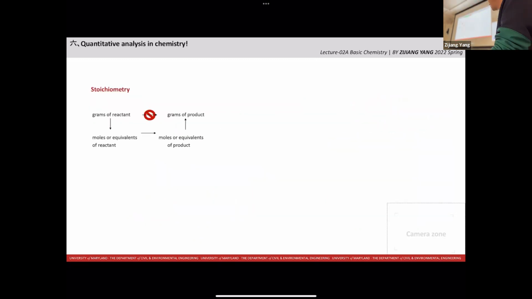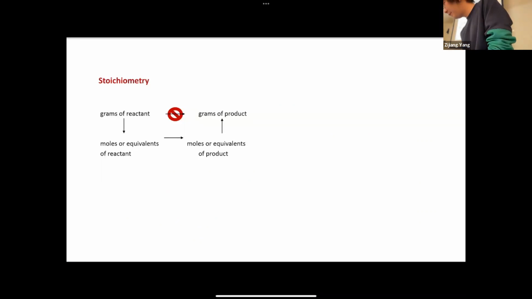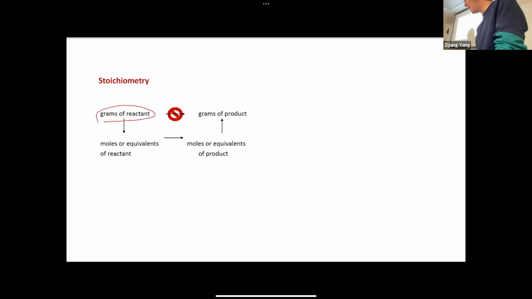And the next one is about calculation, like the stoichiometry. Anyway, so basically, we are having some chemical reactions, and we usually care about the mass instead of the moles. So if we want to calculate the mass of the reactant, or the mass of the product, and we usually know the mass of a reactant, we cannot directly do this calculation, but we need to use the moles as the bridge to do the calculation.